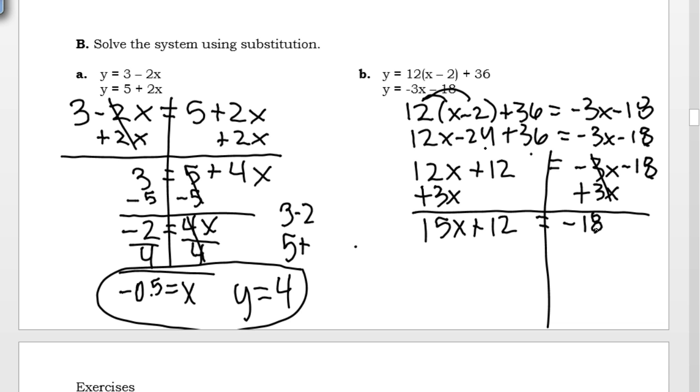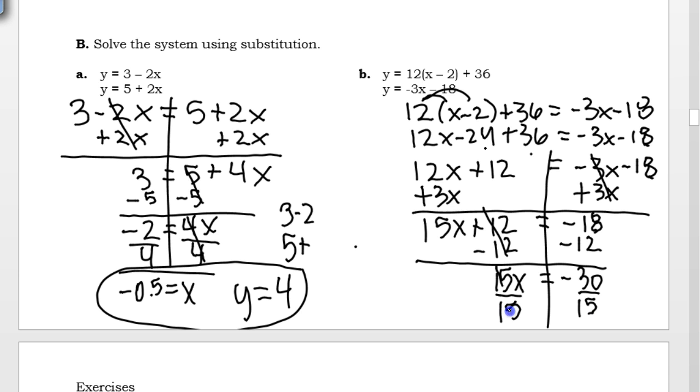And then I'm going to bring my intercept away from my slope. Add that constant to both sides. To get rid of a plus 12, I do a minus 12. And that looks like negative 30. Divide both sides by 15. And x is negative 2.